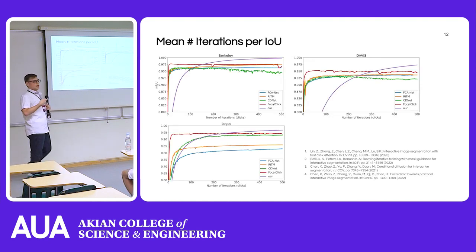Let's take a look at the graphs summarizing our evaluation experiments. The first one is mean number of iterations per intersection over union. It is worth noting that we extended our experiments up to 500 iterations instead of the commonly used 20, to explore how methods work at higher precisions. The purple line in this graph describes our method. The other two lines are for state-of-the-art deep learning approaches. As you can see, for the initial segmentation, deep learning methods reach it more rapidly than our method.